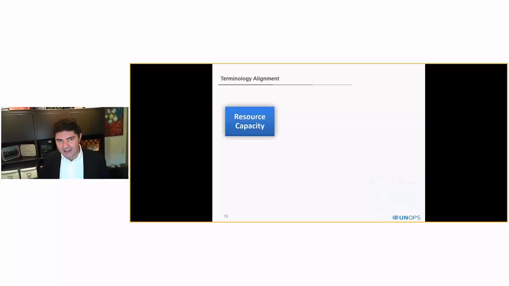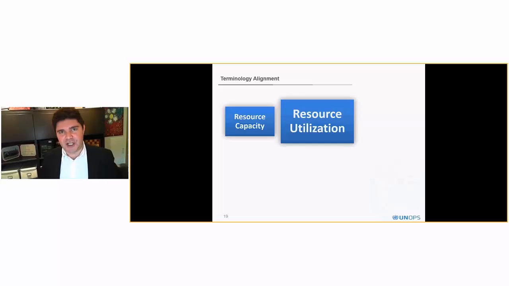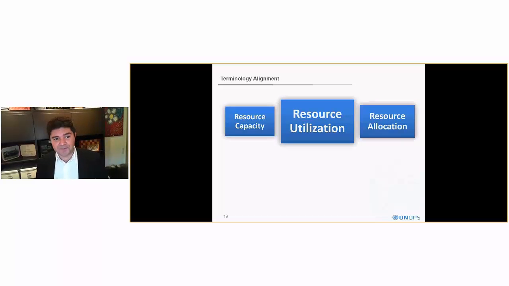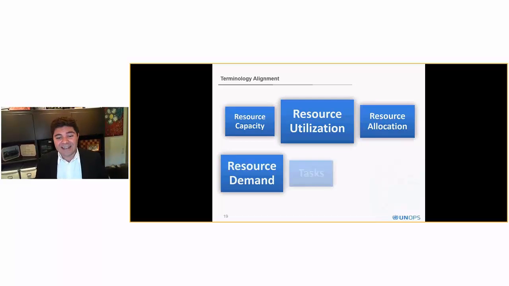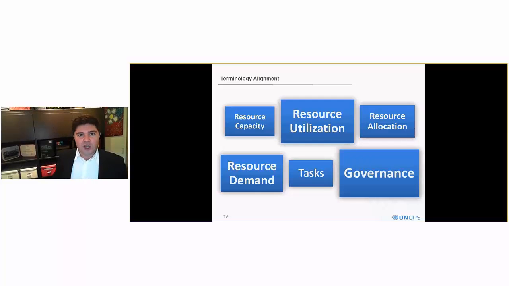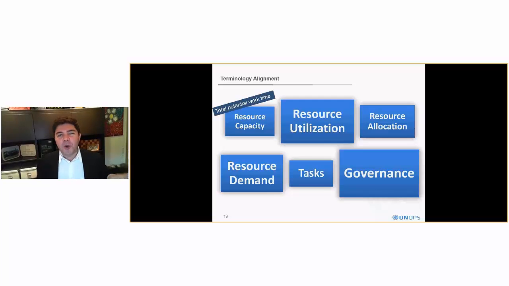Resource capacity, resource utilization, resource allocation, resource demand, tasks, and governance. Those are the terms that you must align across your organization. So when you talk about capacity to your project manager or resource manager, they should know exactly what you're talking about. Utilization, allocation, all this. I'm not going into details on all the terms. I will just give you a very short description of what each should be. So resource capacity: total potential working time.